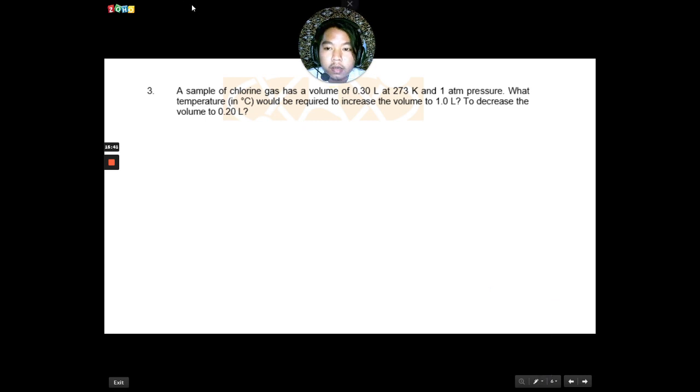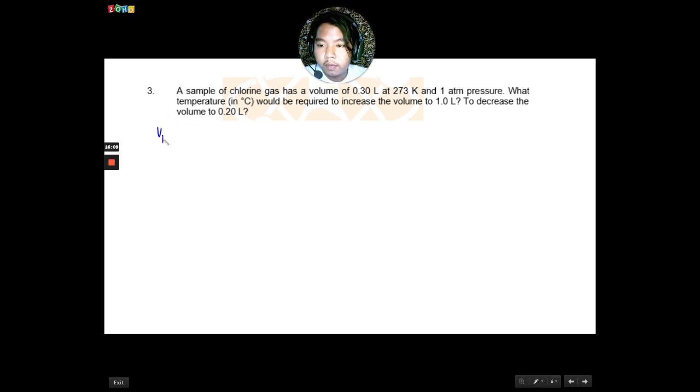Let's use a blue marker. A sample of chlorine gas has a volume of 0.30 liters. At what temperature in degrees Celsius would be required to increase the volume to 1.0 liter, or to decrease it to 0.20 liters? So there's a lot of things being asked here. It's a lot of steps to do. So let's begin with the given volume.